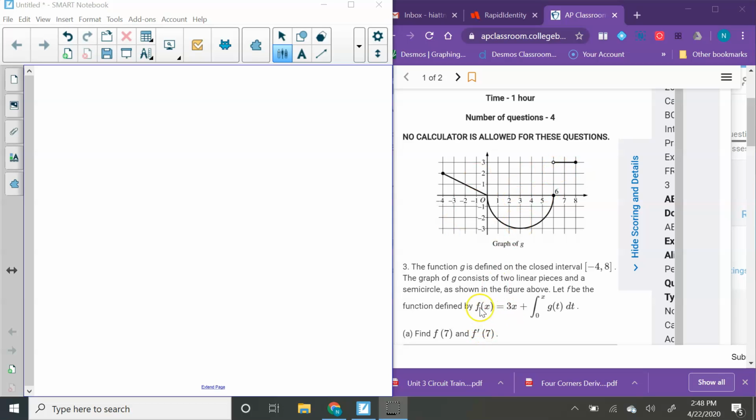And we're asked about this function f of x, which is 3x plus the integral from 0 to x of g of t dt, and g is the graph that we have here. So part A asks us for f of 7.